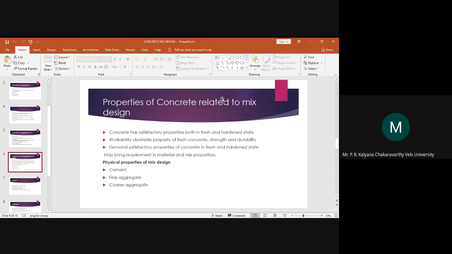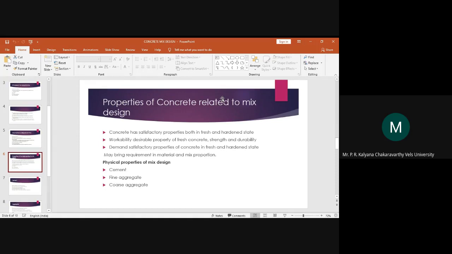Demanding satisfactory properties of concrete in both the fresh and hardened state may bring requirements in material and mix proportion. This satisfactory property of both fresh and hardened state will be achieved only by the material and mix proportion.